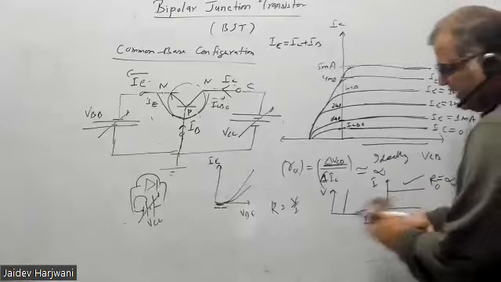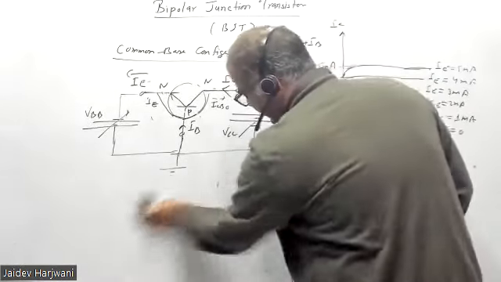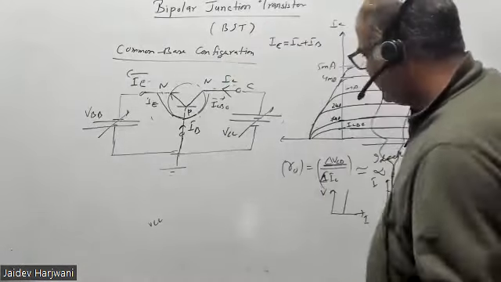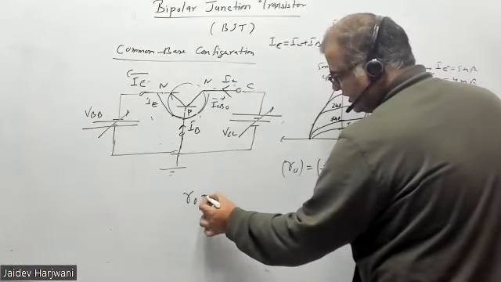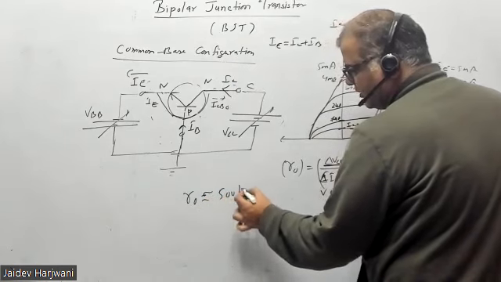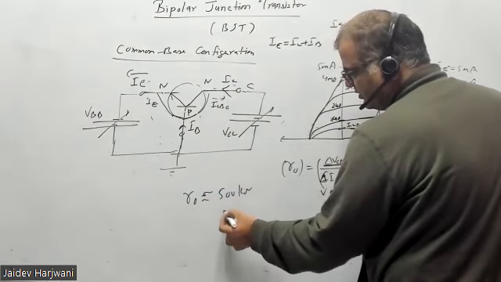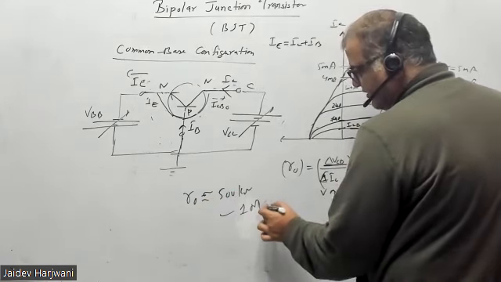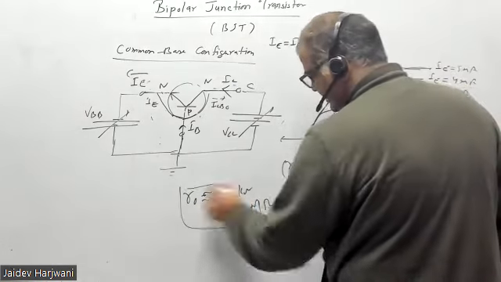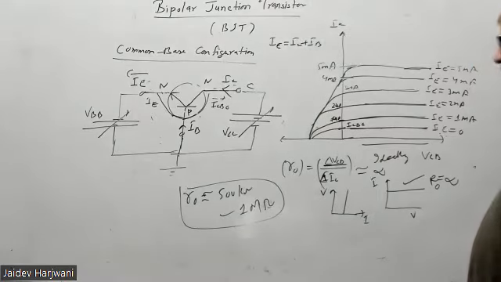But practically it's not infinite. Practically it will be in mega ohm. So for a safe figure you can write that RO for practical condition is around 500 kilo ohm, or you can put a range also: 500 kilo ohm to 1 mega ohm. This is the output resistance.